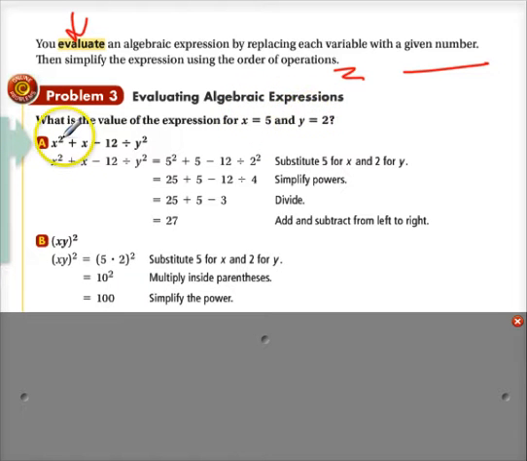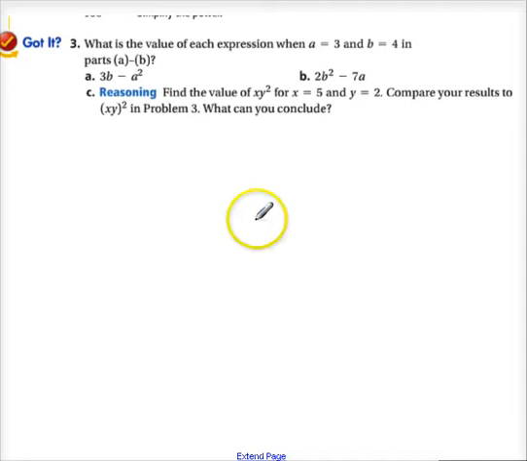So x squared, instead of that, they put 5 squared. Plus x, plus 5. Minus 12 stays the same, minus 12. Divide by y squared. Since y is 2, it's divided by 2 squared. Then you can solve as is using your order of operations. Same thing with b. Instead of xy, they put 5 in for x and 2 in for y. Use order of operations.